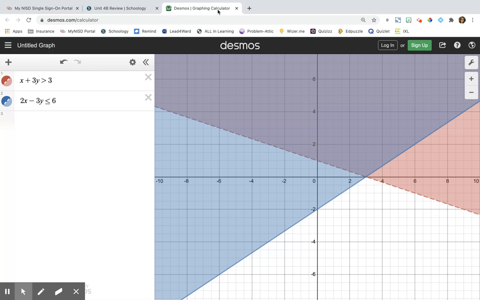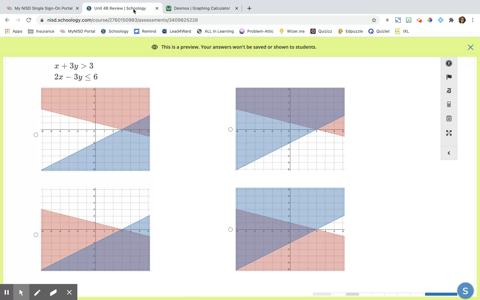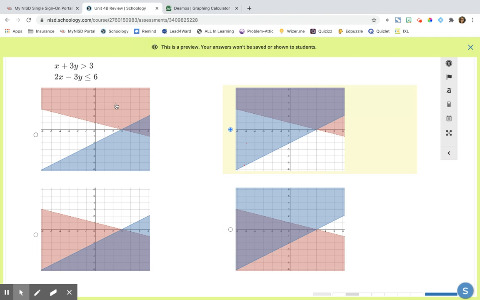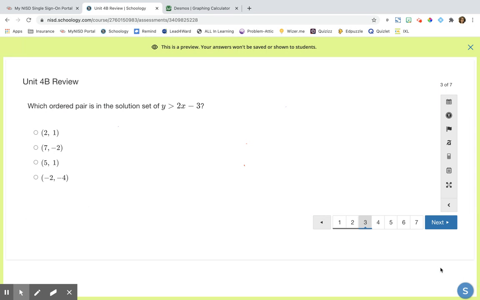So if I'm comparing it to my picture here, I am pretty sure that it's this answer right here. So it goes blue, purple, then pink. All the other ones, it's colored in the wrong spot. Okay, so see how easy that was? You just have to type it in and match it up. Let's go to the next one.